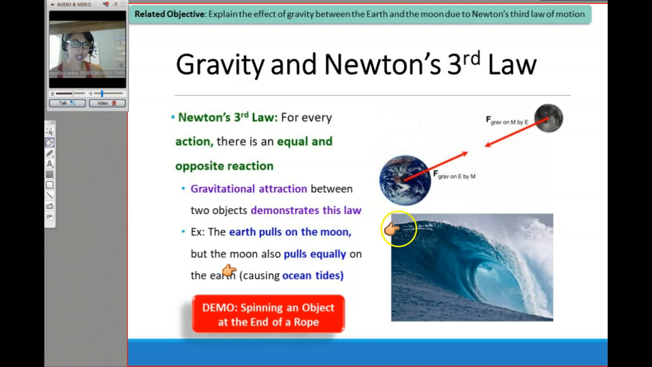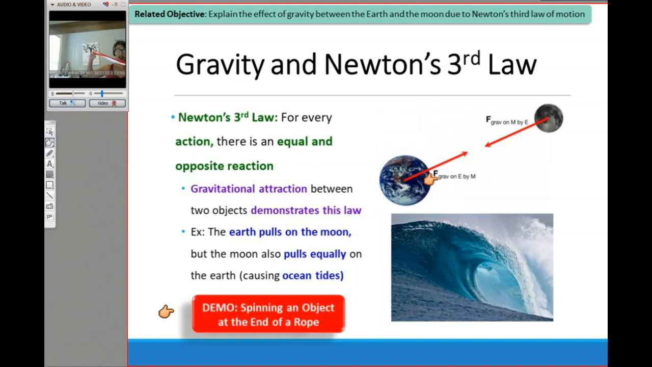Smiley faces if that's beginning to make sense. So the force due to gravity on Earth by the moon versus the force due to gravity on the moon by the Earth are identical, but opposite. Identical amounts, but opposite. Now this should make sense because if either force was larger, then that object would actually begin to accelerate towards the center, right?